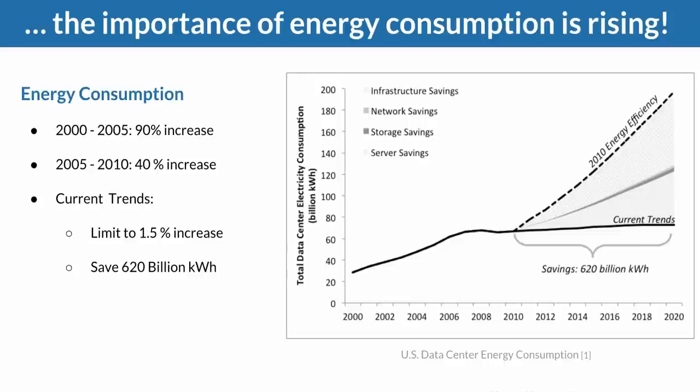Fortunately, there were some significant improvements in the infrastructure and the server savings, meaning that we improved the ways we cool our data centers and improved the performance of the devices themselves. So today, the trend is rather flat. It's still rising, but not as dramatically as before. Most importantly, we see two areas where we can significantly improve data center performance: the server savings, which is the power consumed by the devices themselves, and the infrastructure savings, which is the cooling of the devices.